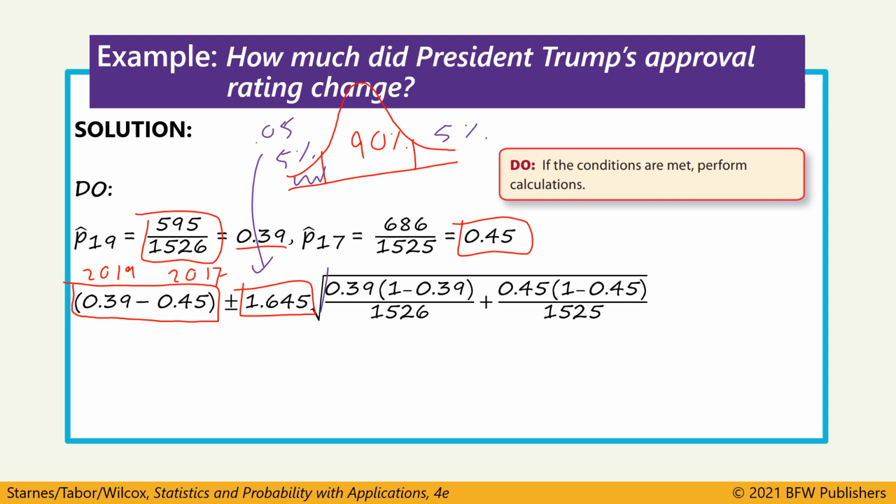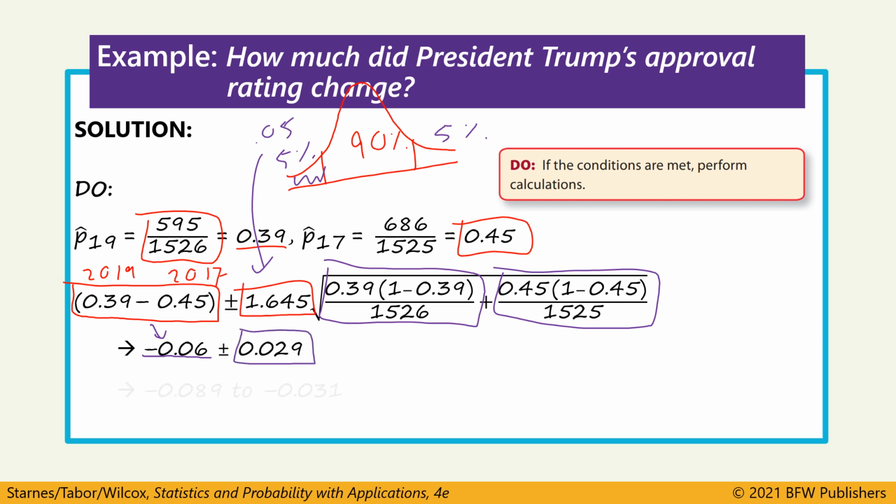The standard error, pq over n for the 2019 sample and 2017 sample. Add those together, square root it. Our point estimate for the difference in those two proportions is negative 0.06. That's just the result of this subtraction right there. And then our margin of error is 0.029. So we end up with an interval from negative 0.089 to negative 0.031.